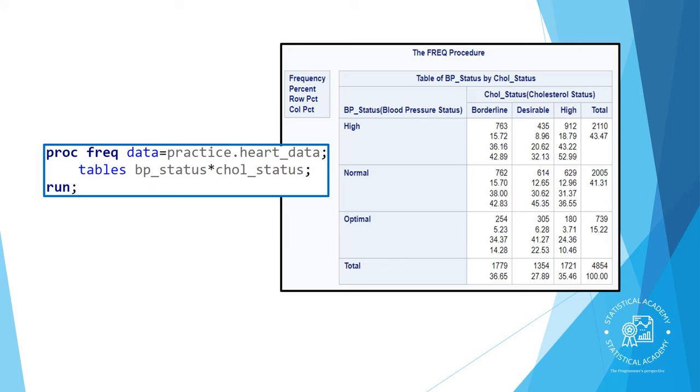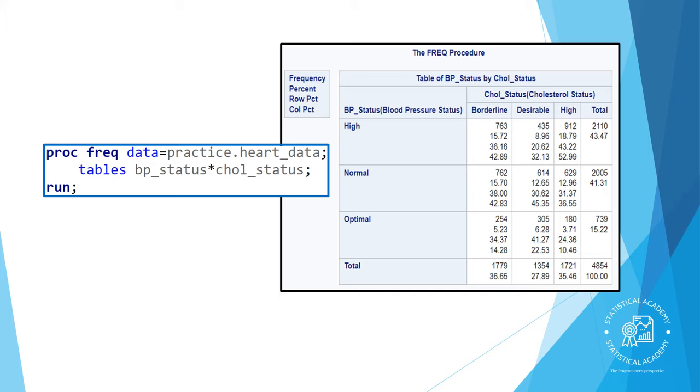In this report, you can see frequency counts and percentages for a combination of values in the two variables. For example, you can see here that the frequency count for patients with high blood pressure and high cholesterol is 912, which represents 18.79% of the total. This is about 43% of all high blood pressure individuals and close to 53% of all high cholesterol individuals.